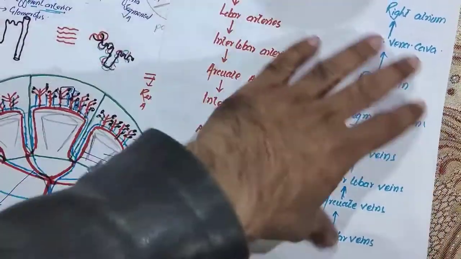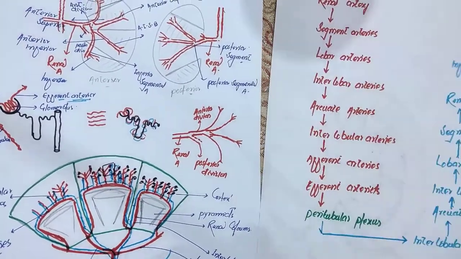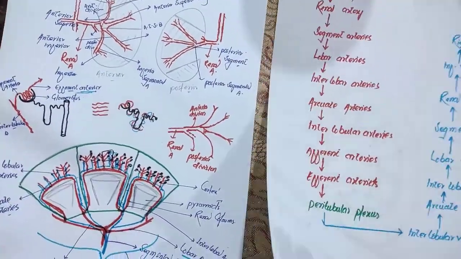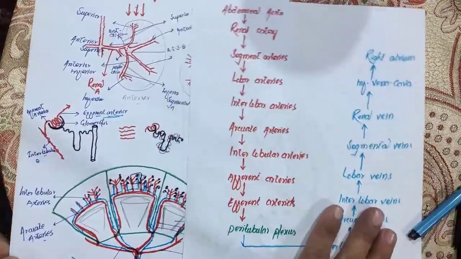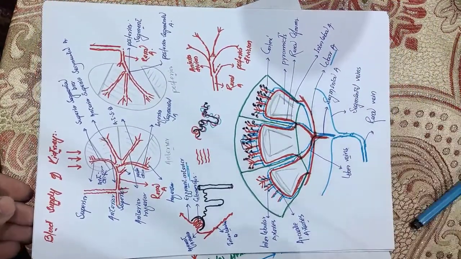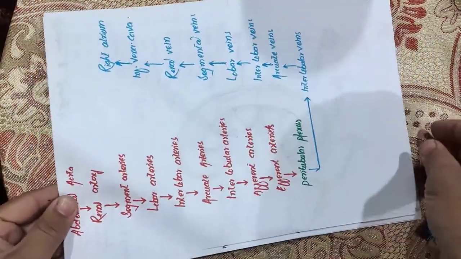So this is the whole blood supply of the kidney, and the branches and everything that we discussed here, and this is the whole sketch of that. I hope you understand it very, very clearly. Done, friends. This is the blood supply of the kidney. In this lecture we discussed the blood supply of the kidney. Now you can take a picture of all these things.